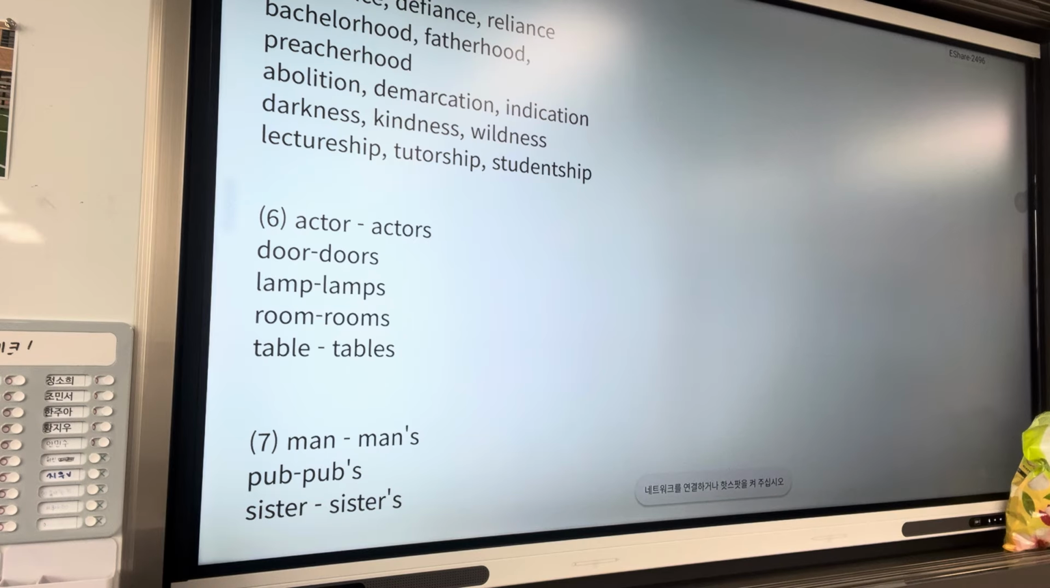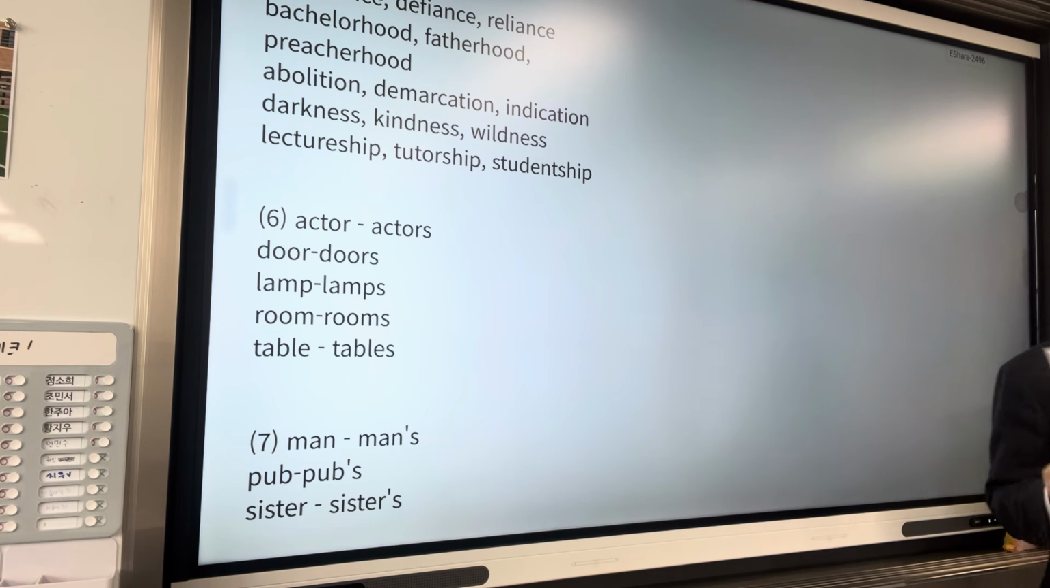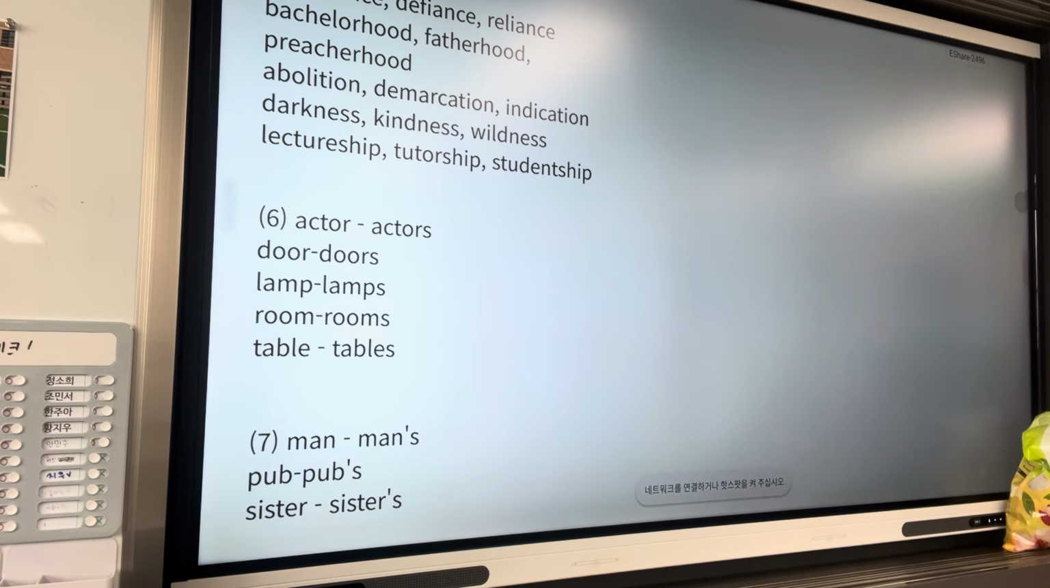Actors, doors, lamps, looms, tables. Okay, good. Thank you. And next person, number 7, please. Man, pop, sister. Thank you. So now we have case 5, 6, and 7. Next person, please.